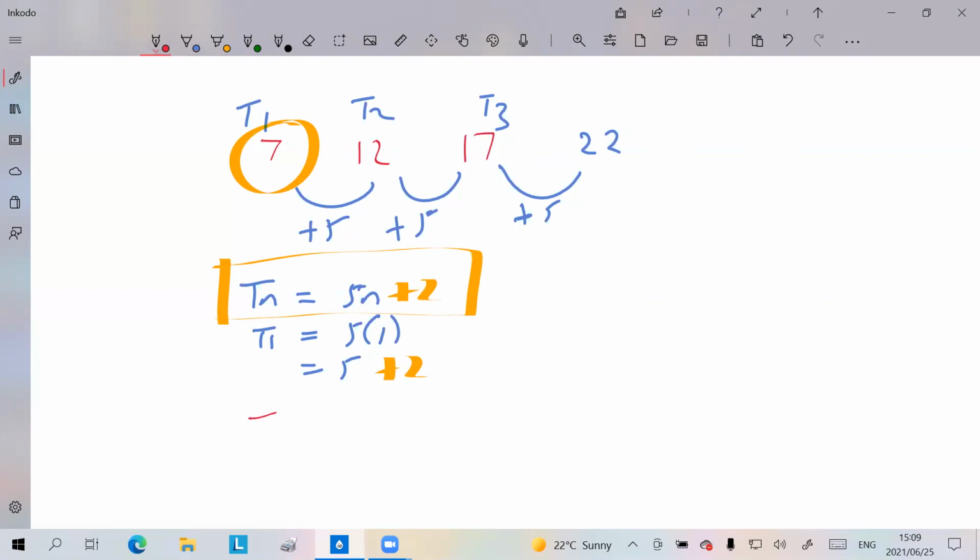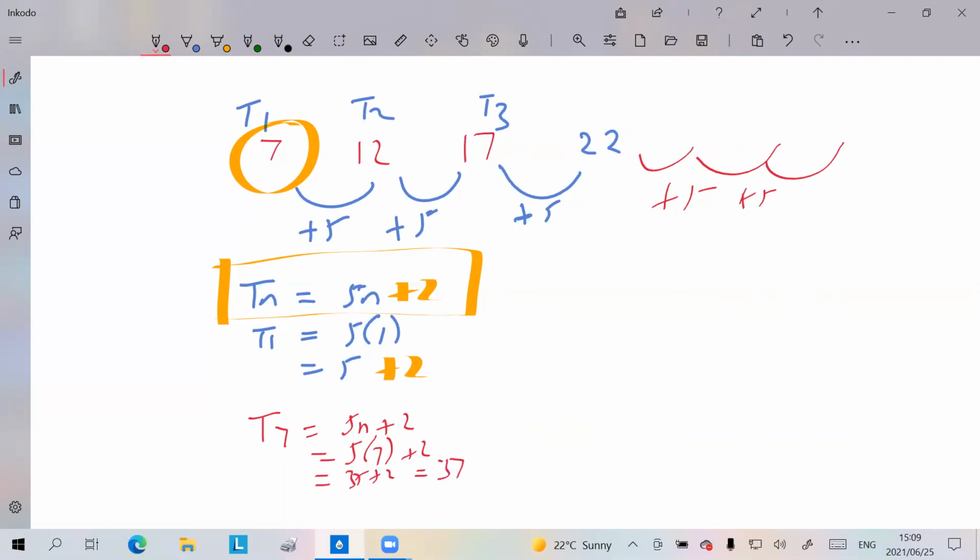Now, if I wanted T, let's take any random number, 7. I can do it by adding 5 each time. That will take a long time, but you can do that, and it's 100% correct. Or you can go T7 is equal to 5n plus 2. And where you got n, you just put in 7. And you work that out. That's 35 plus 2, which is equal to 37. There you go.